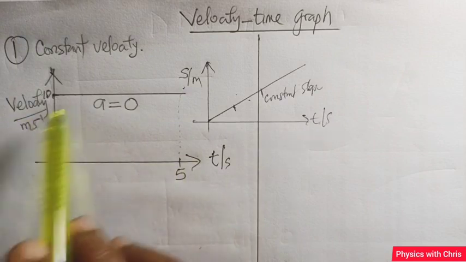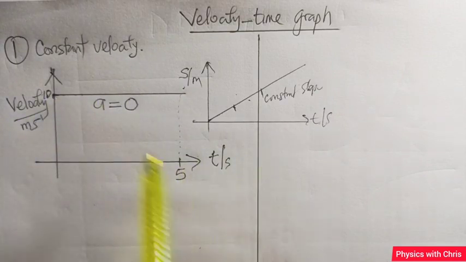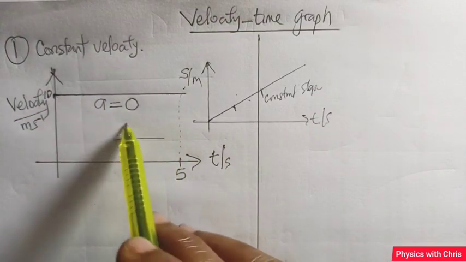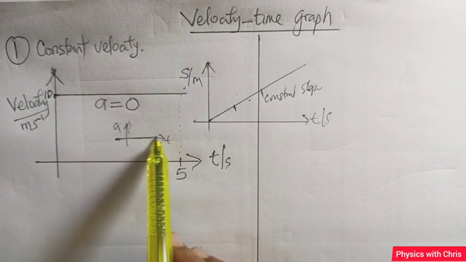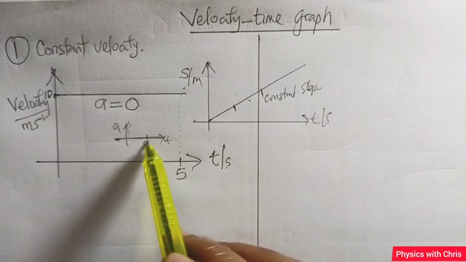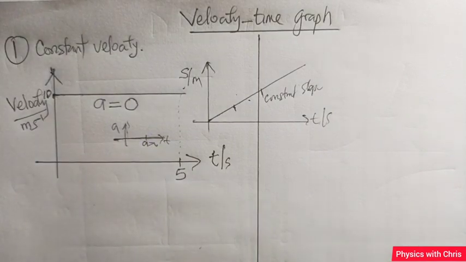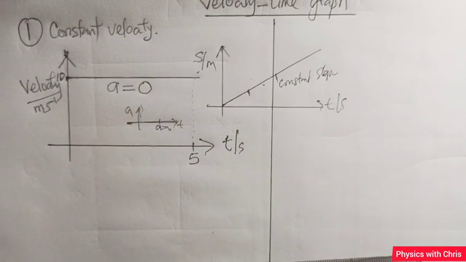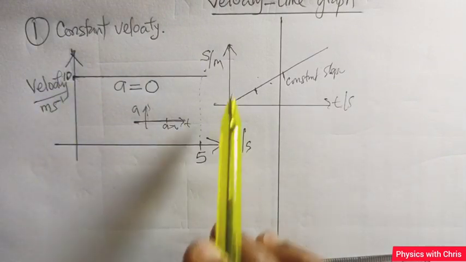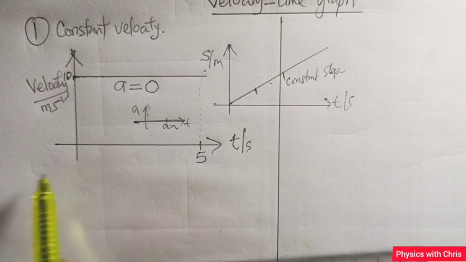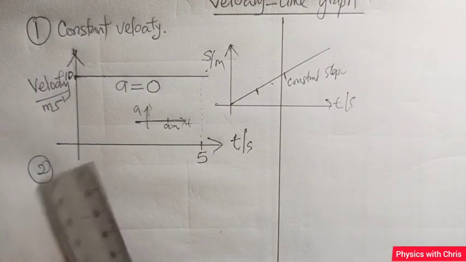On the velocity time graph, it is represented like this. On an acceleration time graph, if acceleration was plotted against time, the graph will lie along the time axis to show that a is zero. So you can see the constant velocity on the velocity time graph, displacement time graph, and acceleration time graph. How about when the velocity is not a constant?